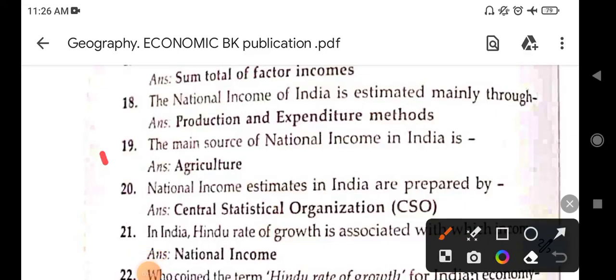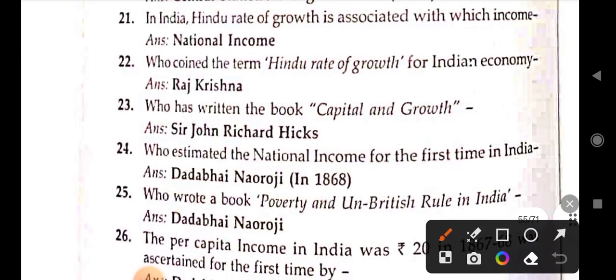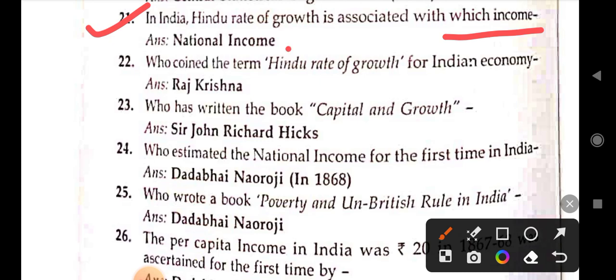Next, 19th number. The main source of national income in India is agriculture. Next, national income estimated in India is prepared by Central Statistical Organization (CSO). Next, in India, Hindu rate of growth is associated with which income? National income. Next, who coined the term Hindu rate of growth for Indian economy?